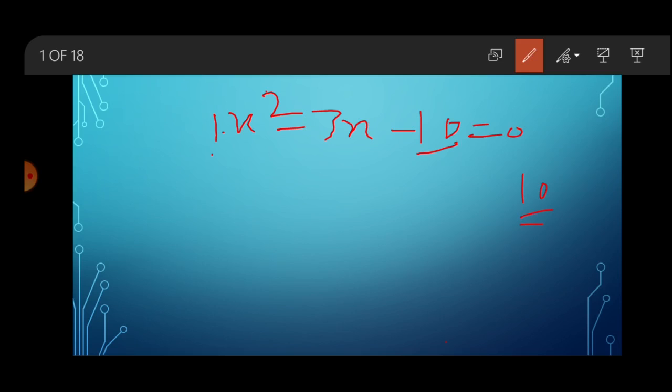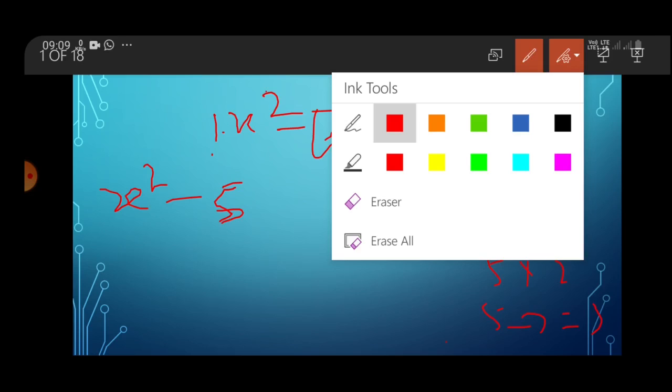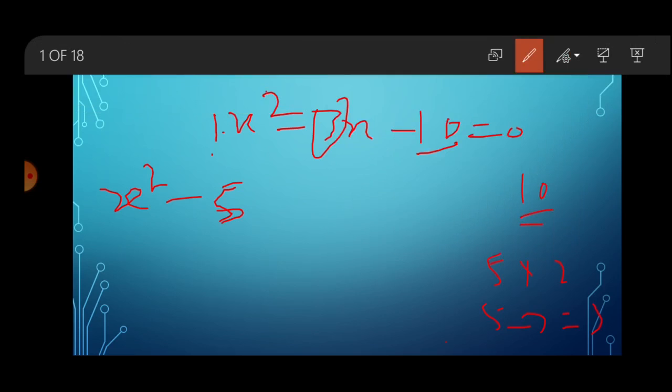Now you have to break this 10 into two such parts whose addition or subtraction gives 3. So you have 5 into 2. When we subtract 5 and 2 we get 3, and when we multiply 5 and 2 we get 10. So now the question breaks like x square minus 5, I will apply a bracket here, 5 minus 2 into x minus 10. I hope things will be clear to you.